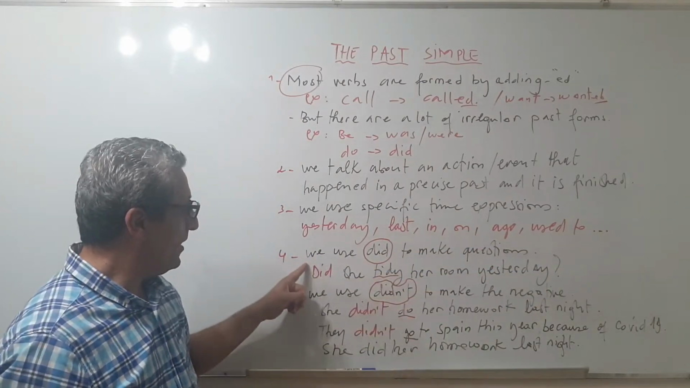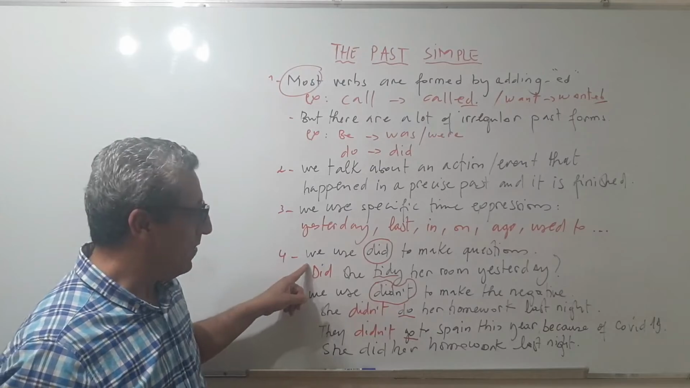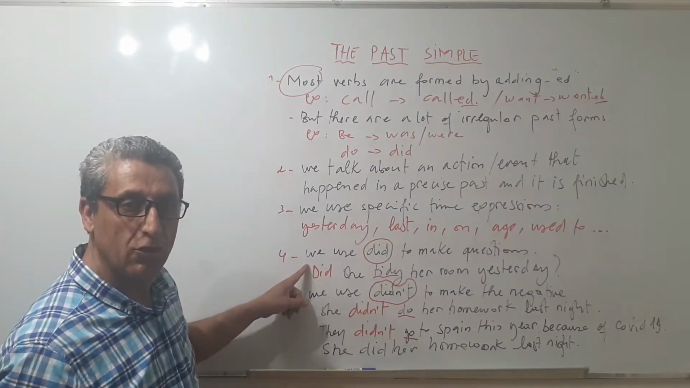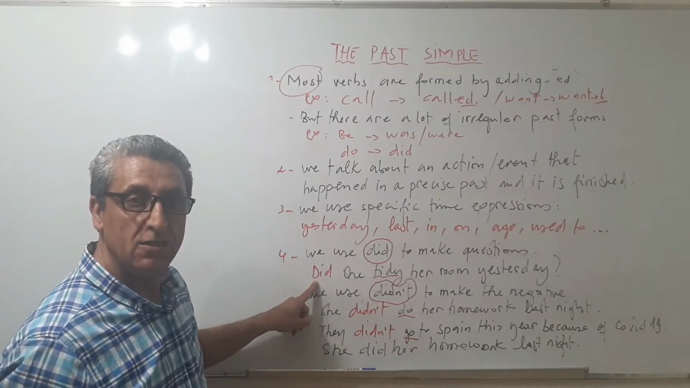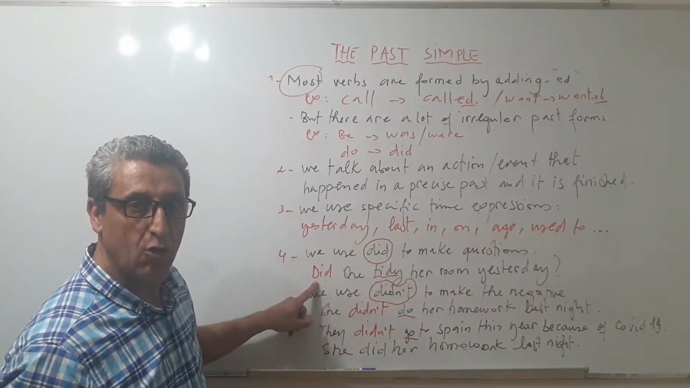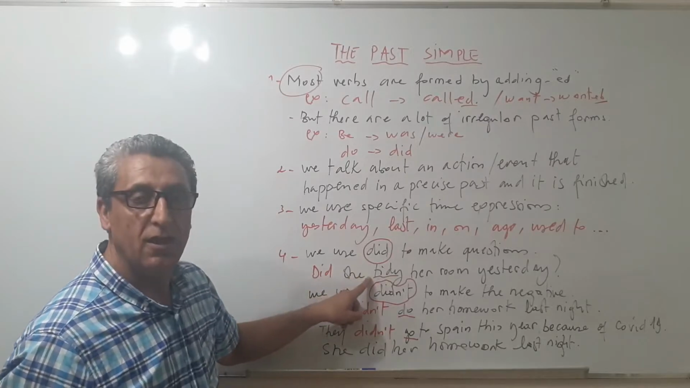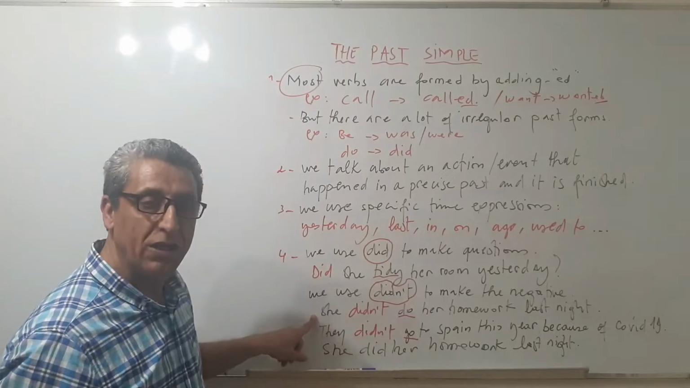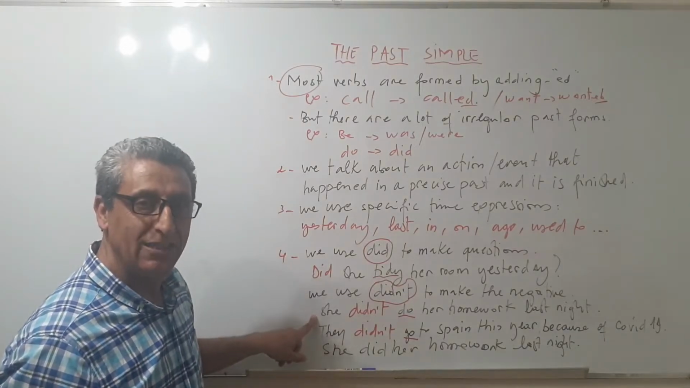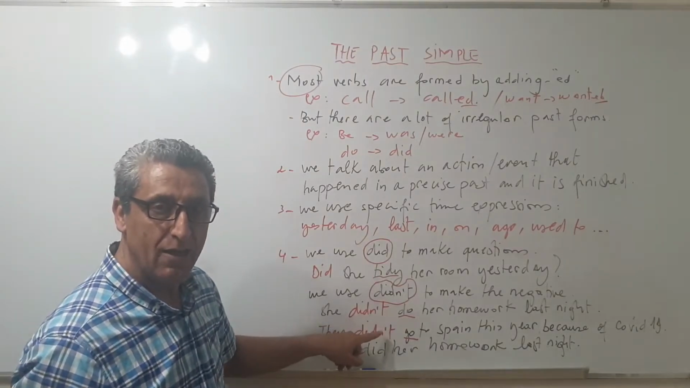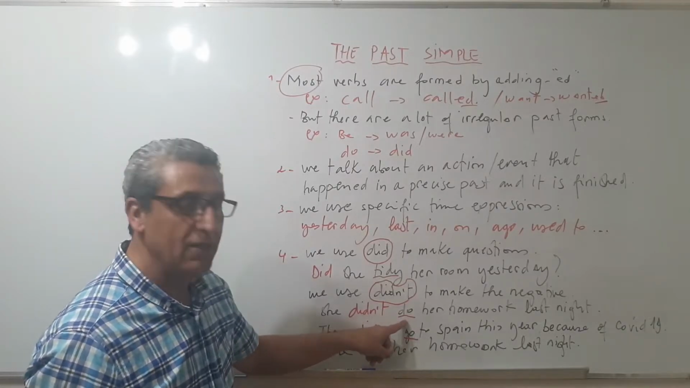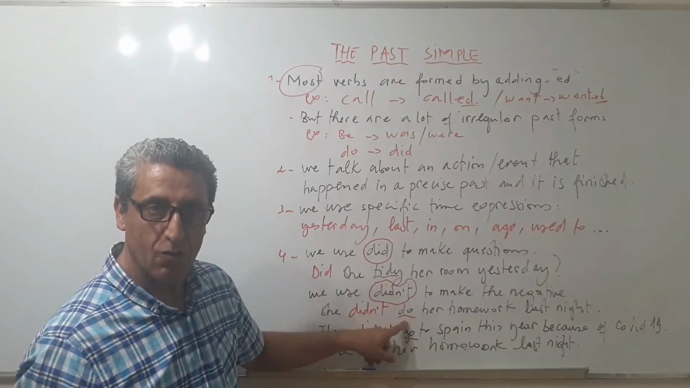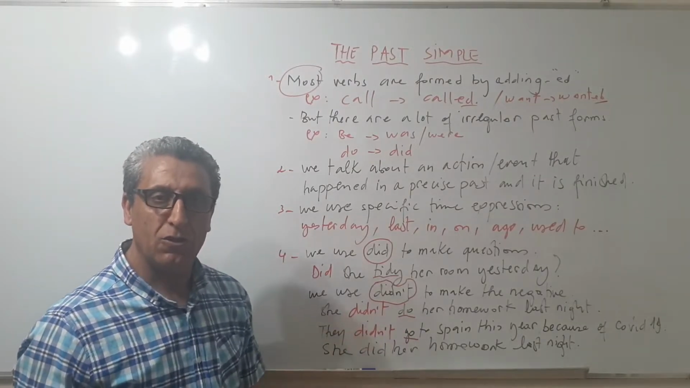Number 4, we talked about the negative and interrogative form, and we said that in the interrogative form we always start or use did in the question. And of course the verb in the question is in infinitive form, and with the negative form we always use didn't, and of course the verb is always in the infinitive form too. Good. Now, what do you think?